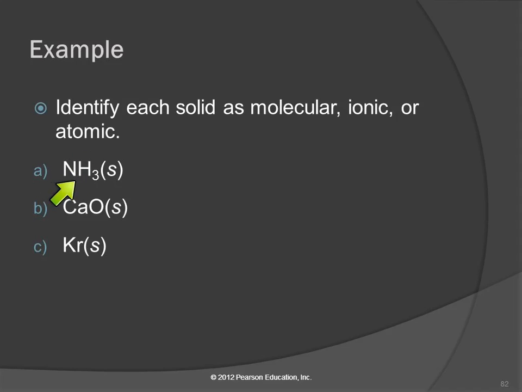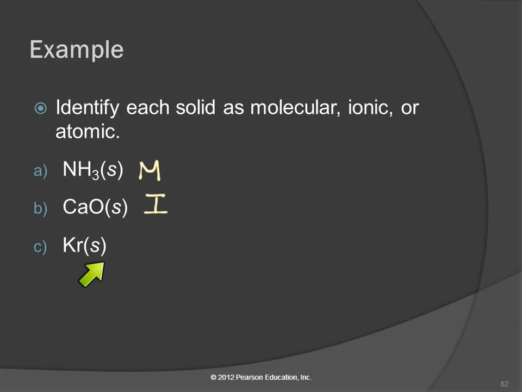So what are the units in this solid? Molecules, ions, or atoms? Molecules, right? So this one's molecular. How about calcium oxide? Ionic, right? It's got a metal and a nonmetal. This is a Ca2+ and an O2-, two ions. Is it molecular, ionic, or atomic? Ionic.